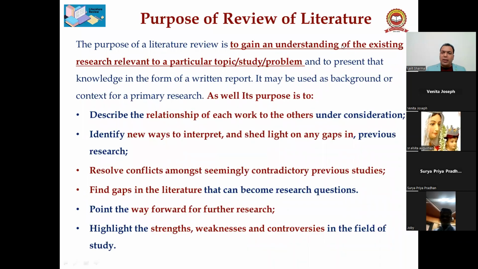So what is the purpose of a review of related literature? The purpose of a review of related literature is to gain an understanding of the existing research relevant to a particular topic, study, problem, or phenomena. Right, guys? For example, you are going to write about the teachings of Lord Jesus, or your study is the teachings of Lord Buddha. Writing a thesis on Lord Buddha or Lord Jesus, you have to collect the reviews first: what are their teachings, from different newspapers, what are the sources?